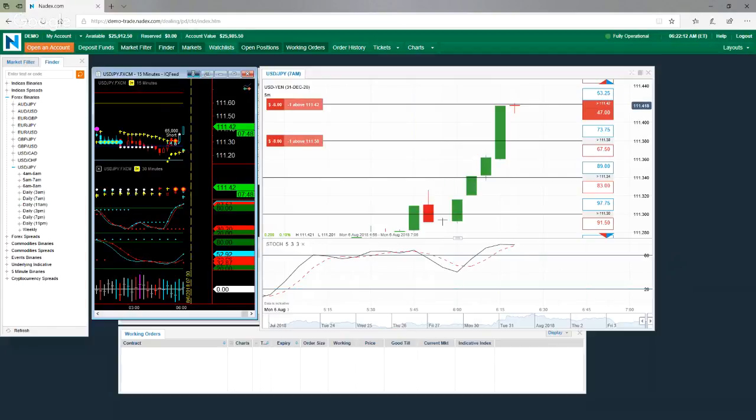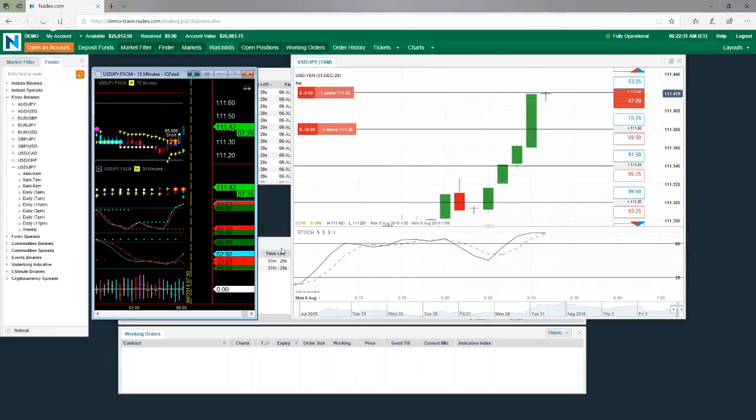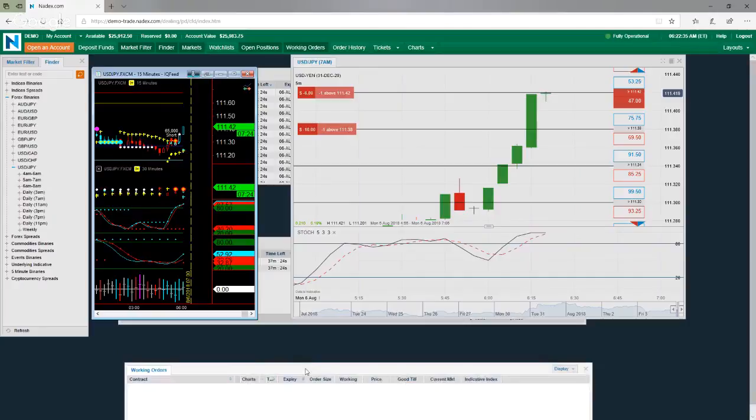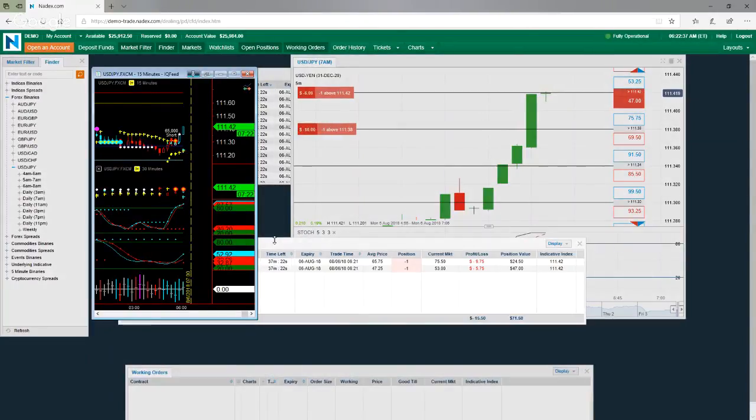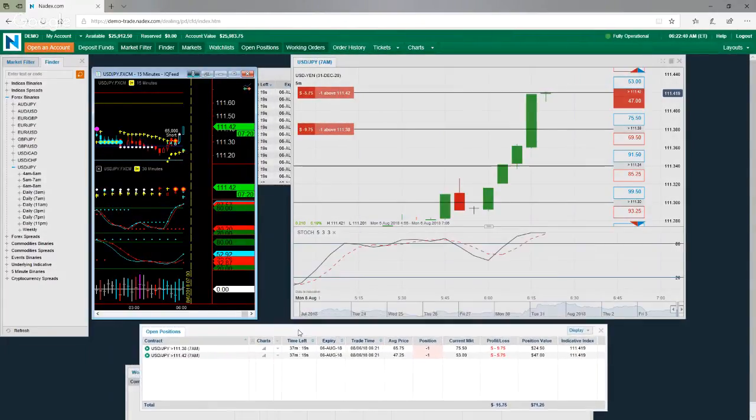The one thing you do want to pay attention to is if this starts moving in your direction, how fast do the premiums change? What you would want to watch is how fast this number is changing, if it's going against you or if it's going in your direction. And there is a substantial difference in the way these move.